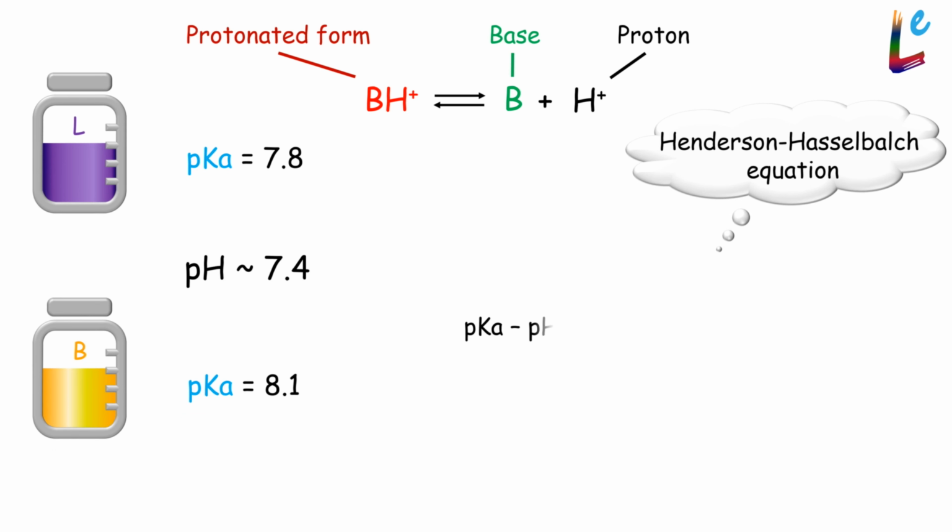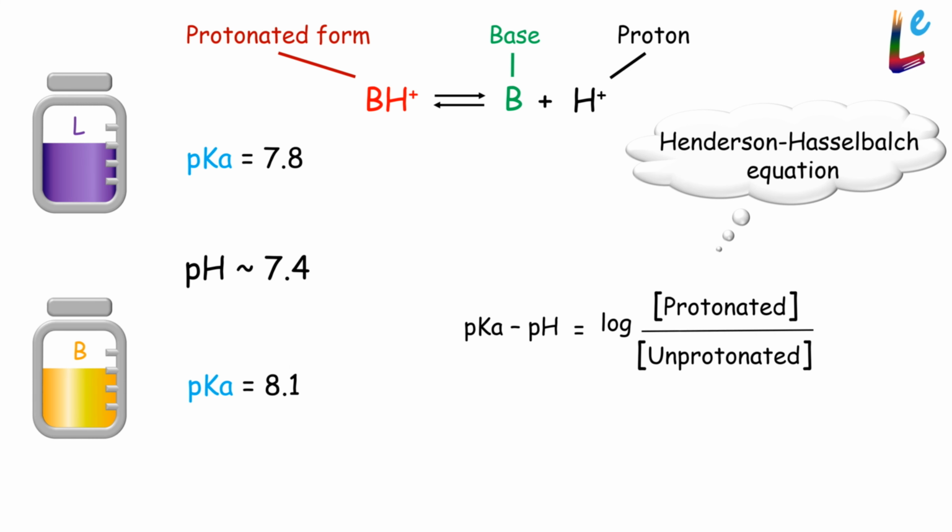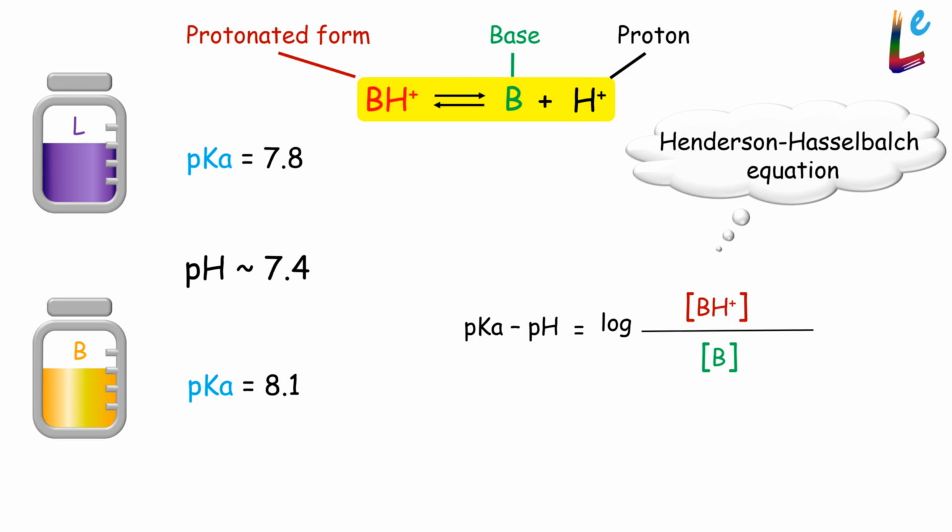pKa minus pH is equal to log concentration of the protonated form divided by concentration of the unprotonated form. Since here we are discussing weak bases, the equation will be pKa minus pH is equal to log concentration of BH plus divided by concentration of B.